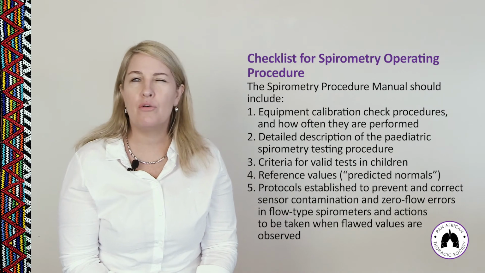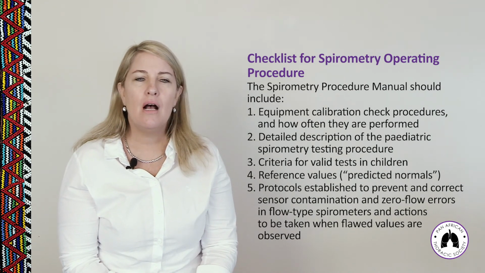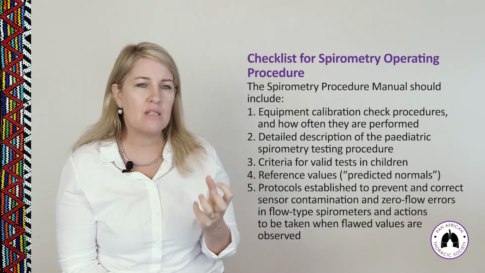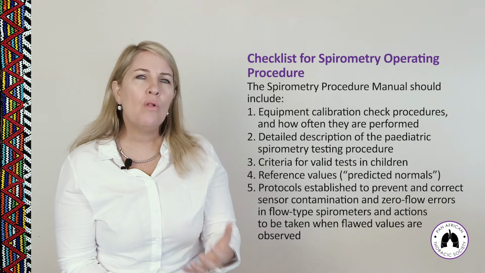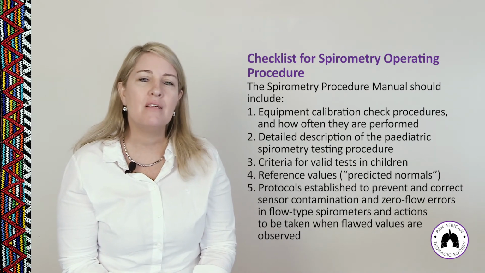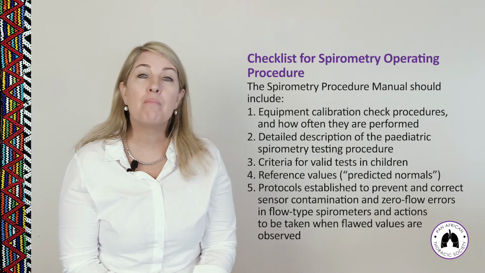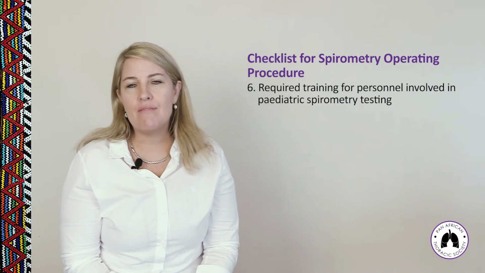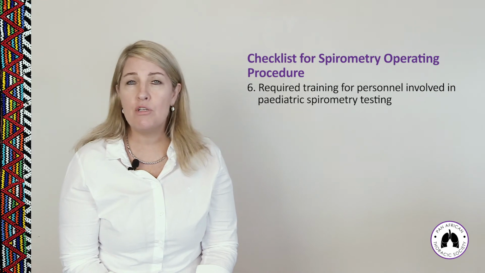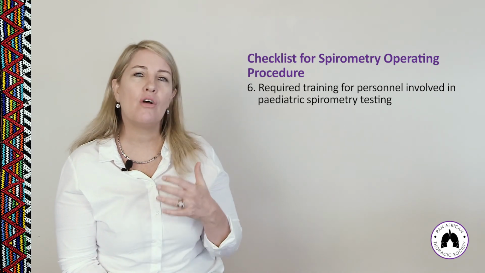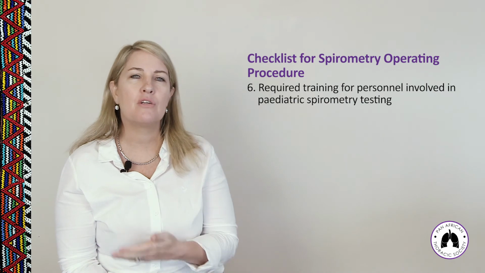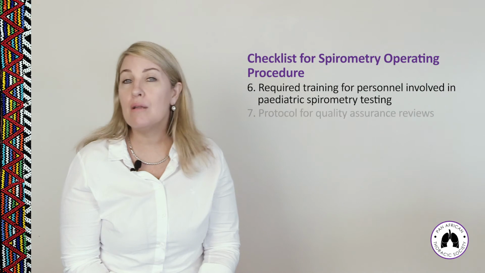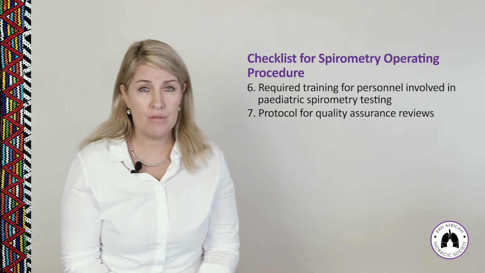So we need to know about correct sensor decontamination, how to look for zero flow errors in case there's a little bit of moisture on the spirometer itself before the patient blows, and all the actions that you need to take to prevent flawed values from being kept on record. You need required training for personnel involved in pediatric spirometry testing. The bare minimum is a certificate of competence in foundational pediatric testing with refresher updates every 3 to 5 years. You need a protocol for quality assurance reviews.